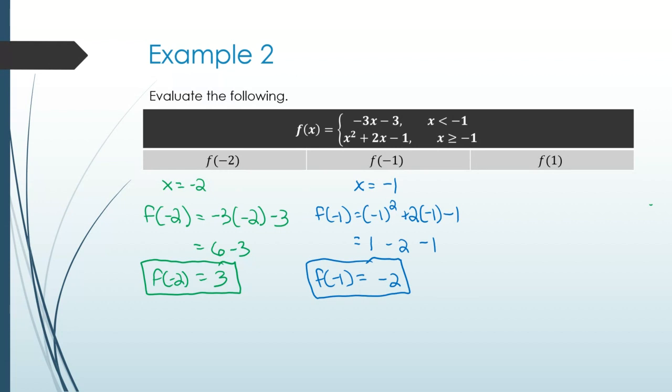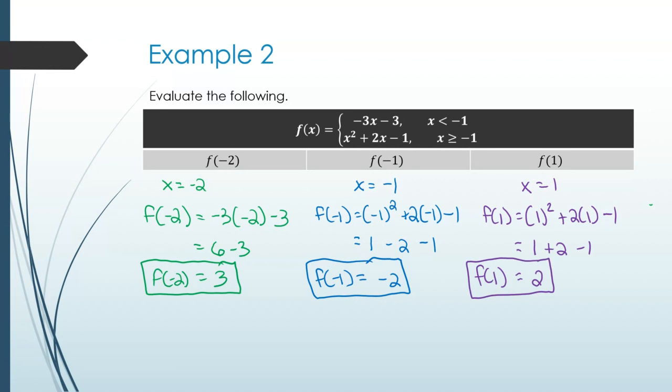Now, on the right, I have f of 1. So 1 is greater than or equal to -1, so I am using that bottom equation again. f of 1 is 1 squared plus 2 times 1 minus 1, and I'm only working on the right side. 1 squared is 1, 2 times 1 is 2, minus 1: 1 plus 2 minus 1 is 2. So I got f of 1 equals 2.